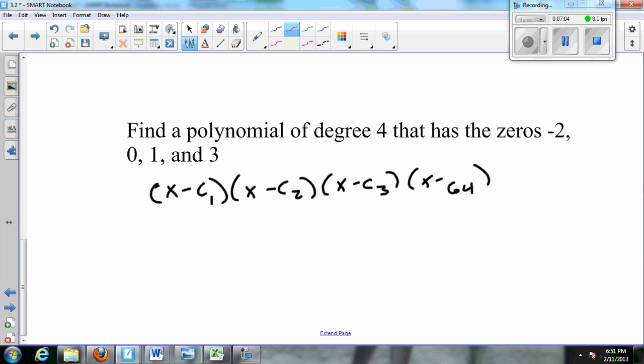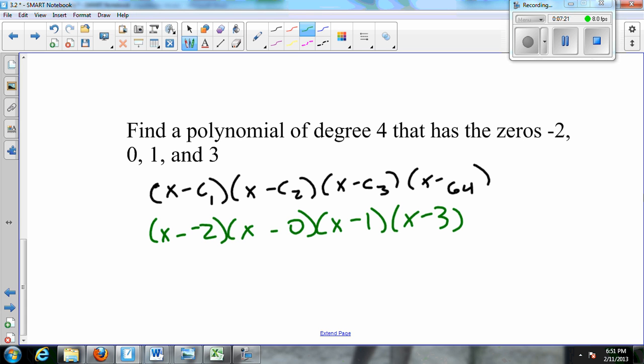All right, so we go x minus negative 2 times x minus 0 times x minus 1 times x minus 3. So we've got 4 binomials multiplying, so let's multiply 2 at a time. The first 2 go to x squared plus 2x. The second 2 go to x squared minus 4x plus 3. Now we can multiply these two polynomials together.